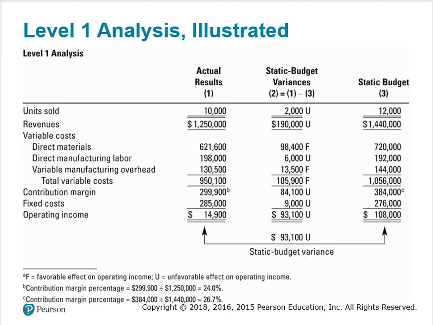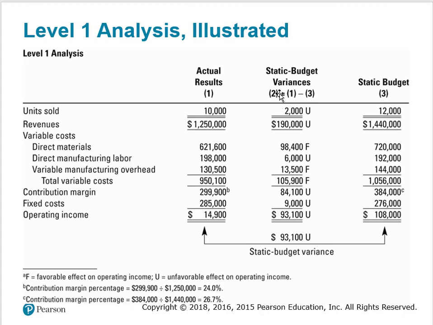Now for level 1 analysis, illustrated right here, this takes the static budget variance, that's level 0, and breaks it down by line item. So in addition to knowing that we fell short in operating income, where actual was 14.9 and we planned on 108, so we were $93,000 off, we also know how we got there. This would tell us where the bigger problems were. And it looks like direct materials, somebody made a big mistake right here. That's about all of our variance, but we've got a lot of unfavorable variances here.